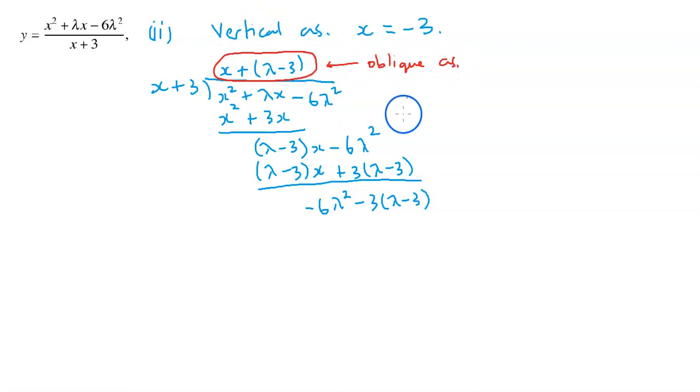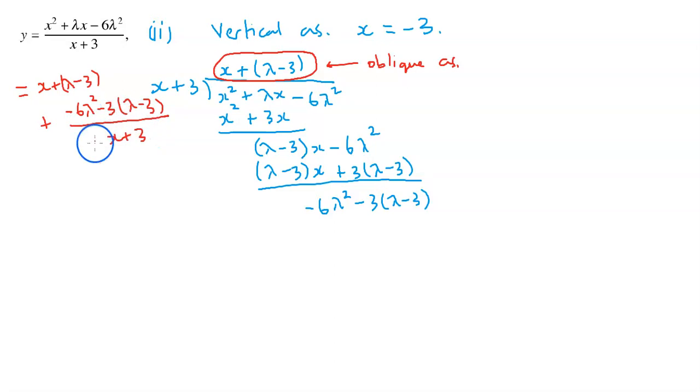Writing this function in another way, after we do our polynomial division, we have that y is equal to x plus lambda minus 3, plus the remainder: negative 6 lambda squared minus 3 times lambda minus 3, divided by x plus 3. As x tends to infinity, this part tends towards 0, and so the curve y tends towards x plus lambda minus 3. So our oblique asymptote is x plus lambda minus 3.